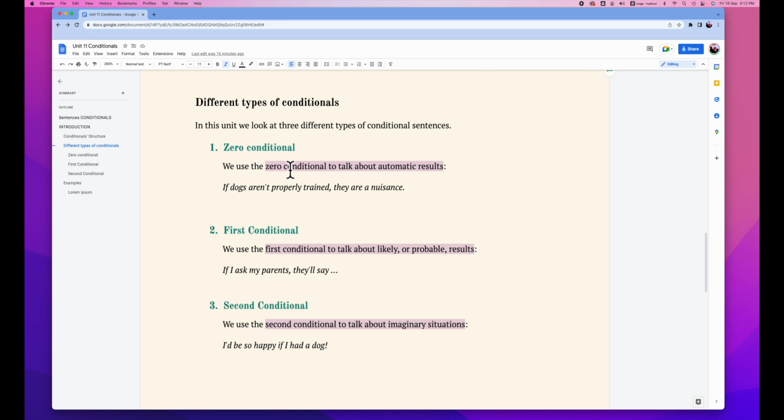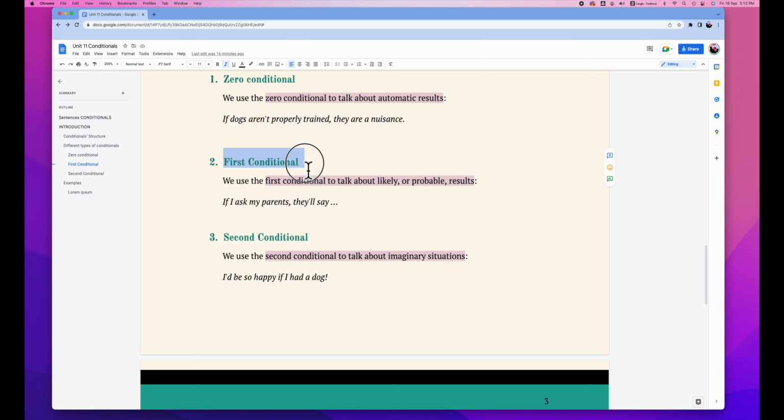Zero conditional. We use zero conditional to talk about something 100% sure to happen, or to talk about automatic results. If dogs aren't properly trained, they are a nuisance. So, the first part, if A happens, B must happen. The result is 100%.